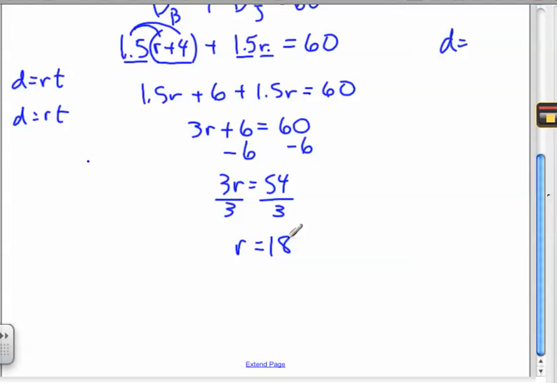Now, what did R stand for? Rate. Whose rate? Jane's rate. Okay, so this is for Jane. What's Brent's rate, Eric? 22. Brent's 22 because he's 4 more. 22 what? Cows? Trees? Kilometers per hour.